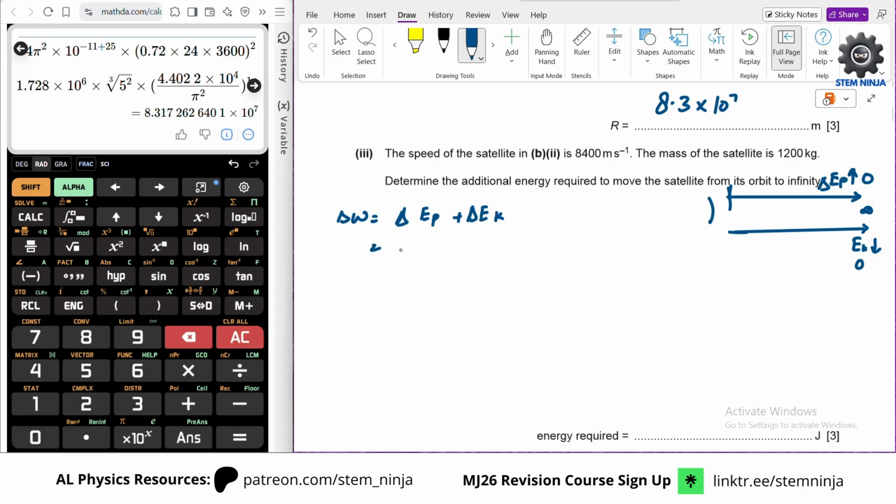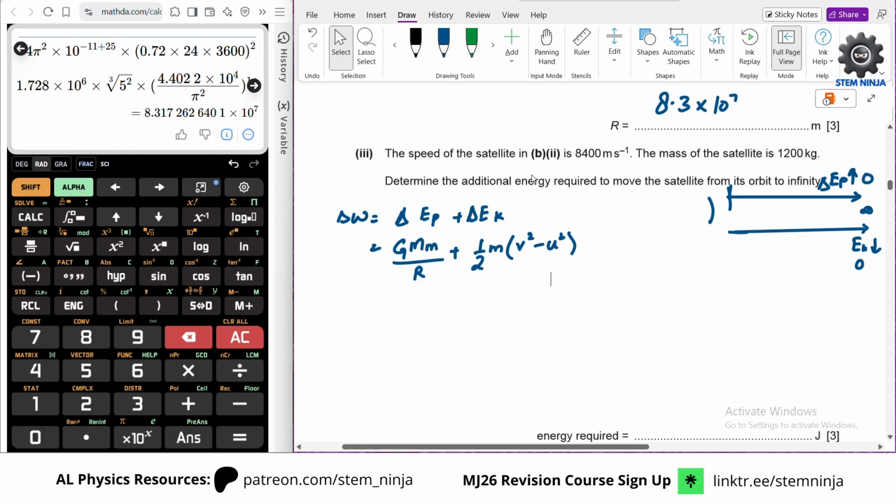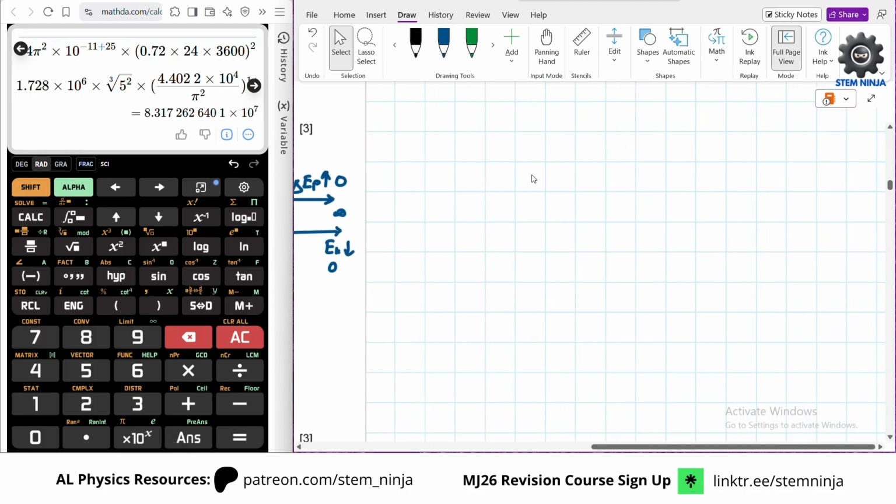So that is your GMm over R plus the change in KE, which is going to be half m (v squared minus u squared). Now v is 0 over here. Before I solve this, if you have any problem understanding how this is happening, you can try to derive this using first principles also.